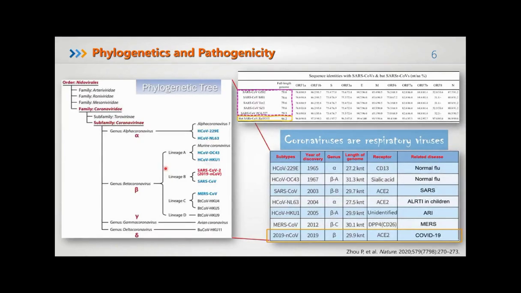2019 novel coronavirus belongs to the subfamily Coronavirinae, in the family Coronaviridae of the order Nidovirales. Its subfamily includes four genera known as alpha, beta, gamma, and delta coronaviruses.